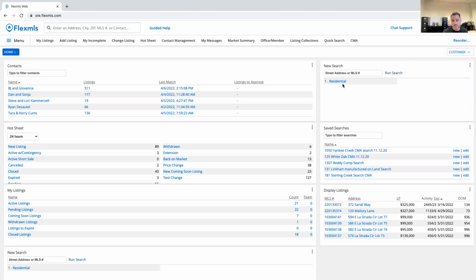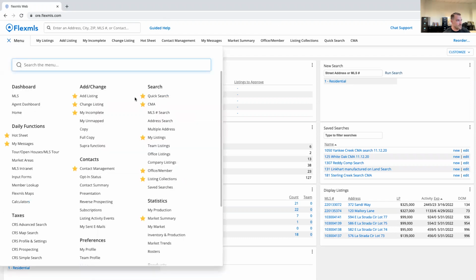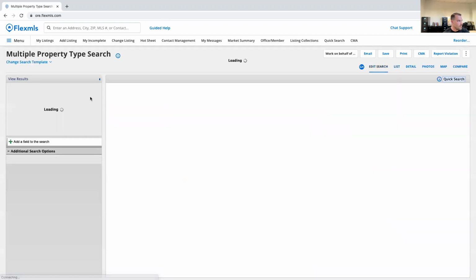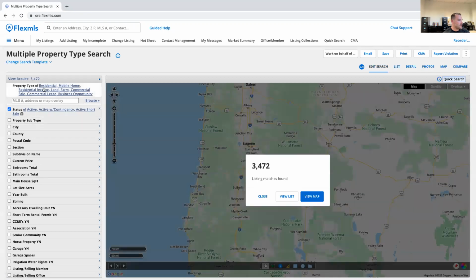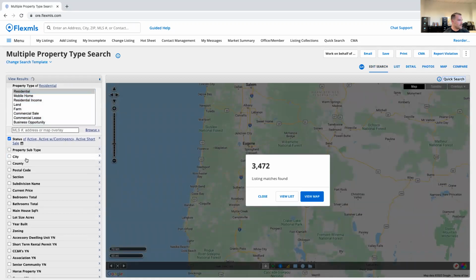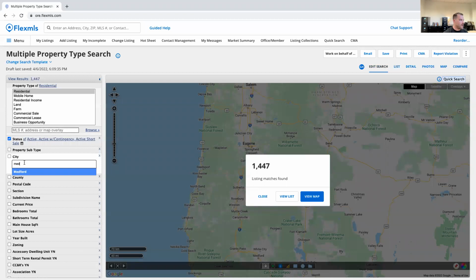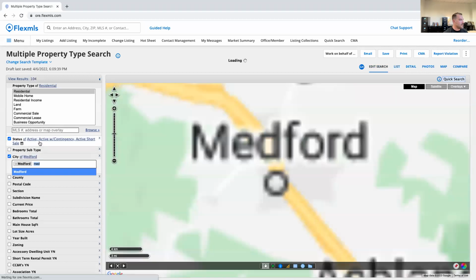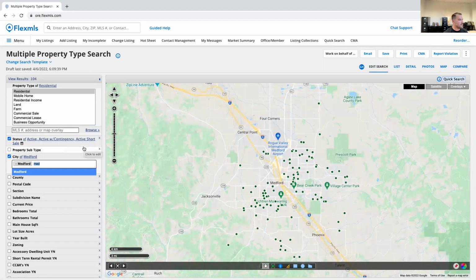So I do this every month. I like to do it usually right at the first of the month, so it's a little bit less wonky. The first thing we're going to do is go to a standard quick search, and we are going to keep it simple. Residential in the city of Medford. Active. Okay, so we can say today there are 104 active listings. So we're going to write that down. 104, or you remember it for me.